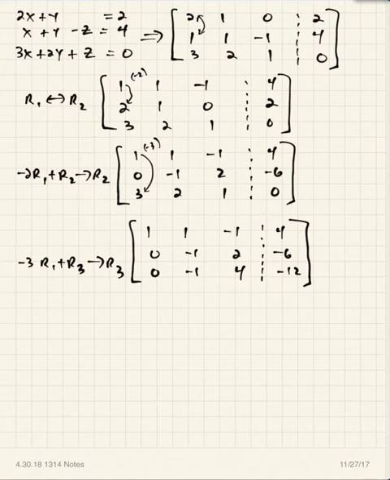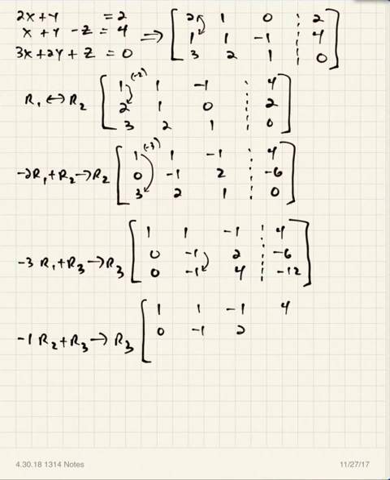And then finally, I need a 0 here, and this is already a multiple, so this works out well. Negative 1 times row 2 added to row 3. I put it in place of row 3. I don't have to do any creating multiples here on this one. This one is okay like it is.